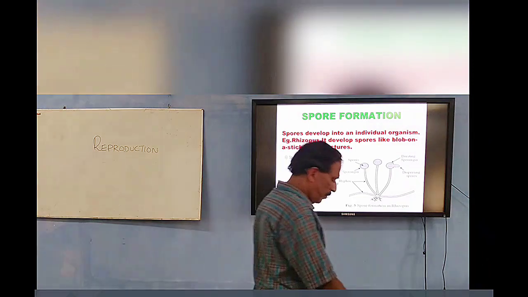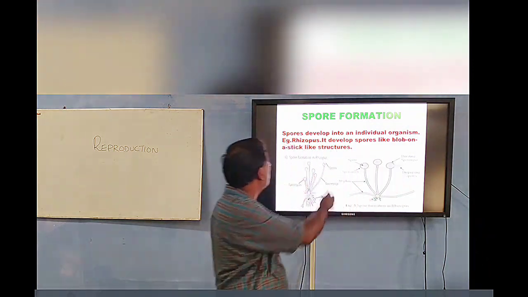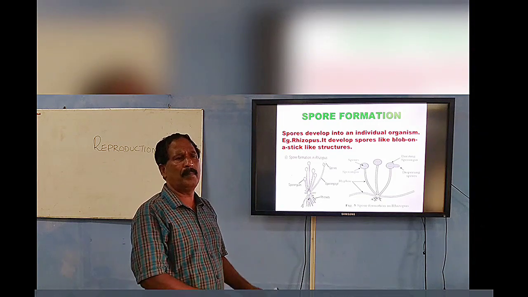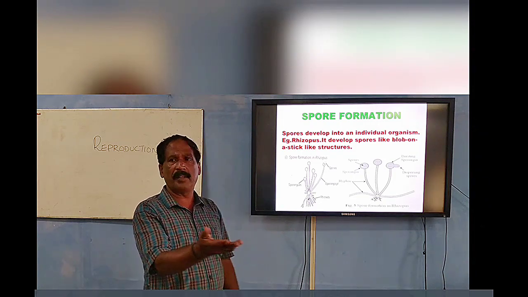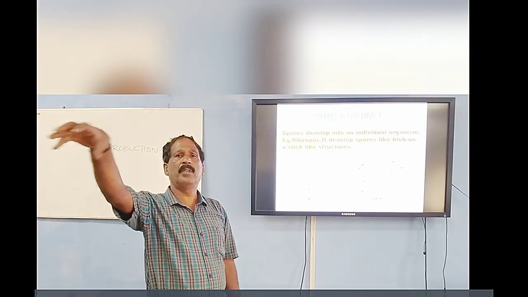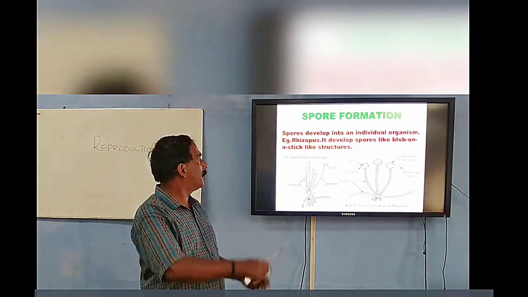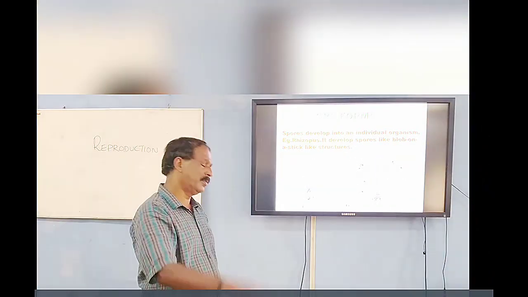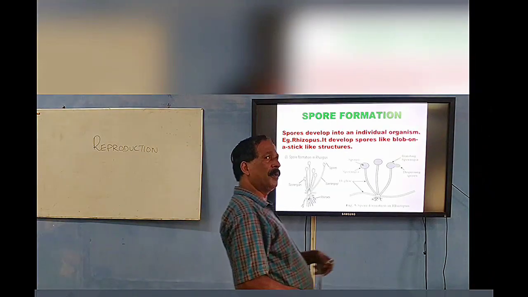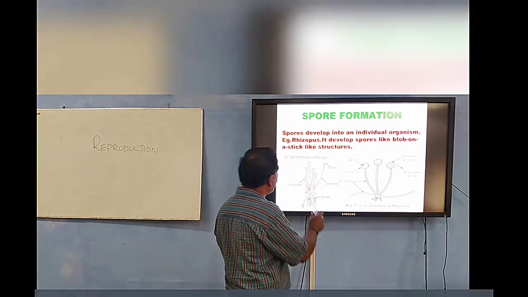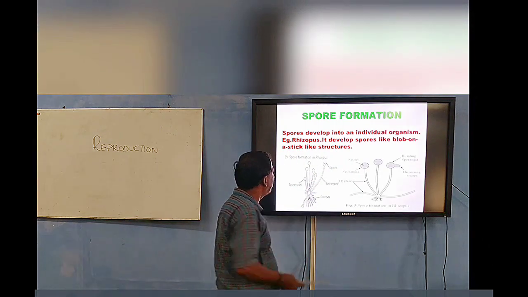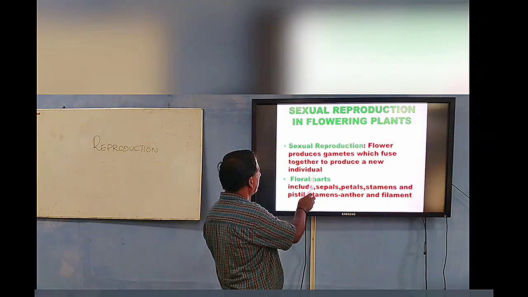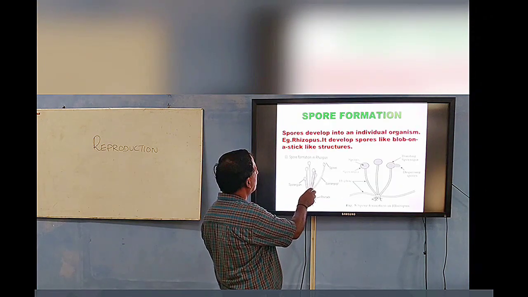So in fungi, especially the rhizopus, that is a bread mold. If you keep a piece of bread for some days, small molds will grow, and the rhizopus grows and produces spores, and the spores grow into new organisms. See here, this is the rhizoids, and this is the sporangium.